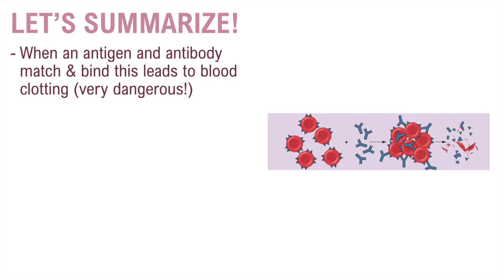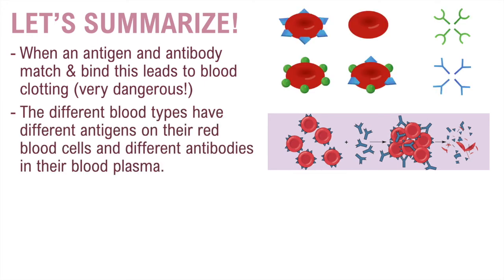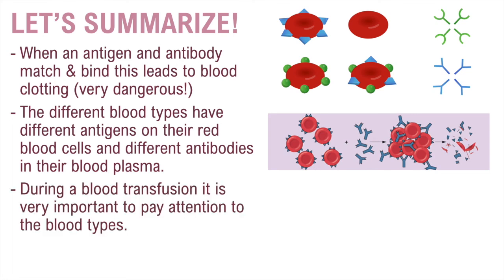Okay, I understand that that was a bit much to process all at once, so let's summarize the most important things. When an antigen and antibody match and bind, this leads to blood clotting. Basically, what is happening is that the antibodies are attacking red blood cells as if it were a bacterium or virus. Secondly, we've learned that the different blood types have different antigens on their red blood cells and different antibodies in their blood plasma. And during a blood transfusion, it is very important to pay attention to the blood types and the antibodies present in that blood type to prevent that the blood will clot when red blood cells or when plasma is donated from a donor to a patient.